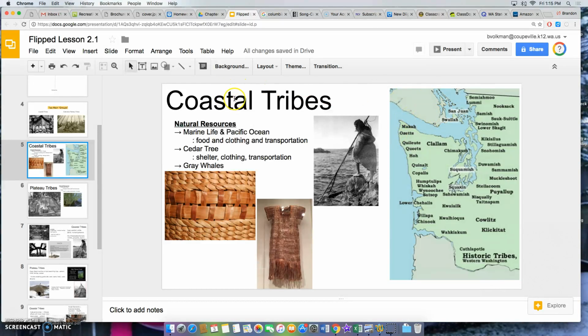They used marine life for food and clothing, and the Pacific Ocean and all the rivers going into the ocean were definitely used for transportation. The cedar tree was another natural resource that was used in everyday life, from clothing to shelter, which I don't have a picture of yet, but also for pots and pans and for baskets. Gray whales, and whales in general, were another natural resource that they used.